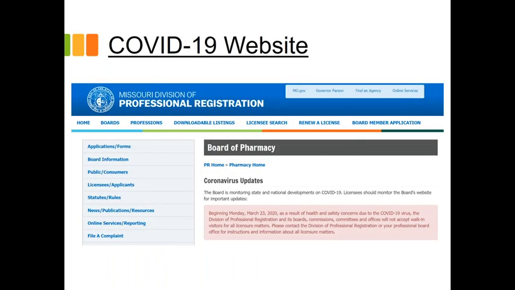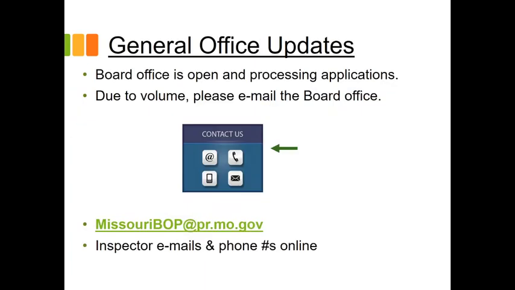I want to remind everybody that the board has established a COVID-19 page on our website. If you click on that page, you will find board information on COVID-19 updates and resources. General office updates. The board office is open, but we are operating with limited staff. The majority of staff are working remotely right now. However, we do have some staff members in the office answering calls. Due to volume, we are still asking that you please email the board office before giving us a call. Since we have limited staff, that would be the fastest way to get a response from the board.